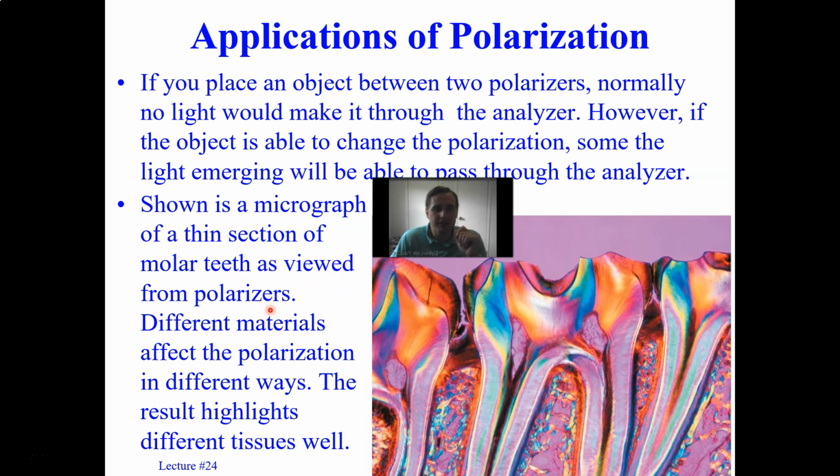Shown here below is what we call a micrograph of a thin section of molar teeth as viewed from polarizers. Notice that different materials affect the polarization in different ways. The result highlights different tissues as well. So you can kind of see the polarization. We get more information than just a traditional photograph sometimes with polarization.